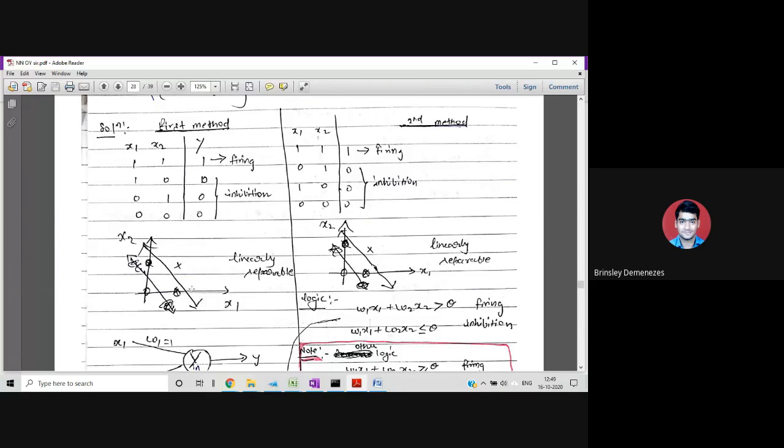Sir, can you re-explain the second half, sir? The second method, okay, definitely. But first focus on the first method, and I want you to also solve the OR problem with the first method only. Okay, sir. Then I will explain the second method. Okay, sir.